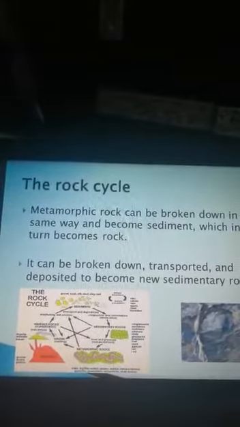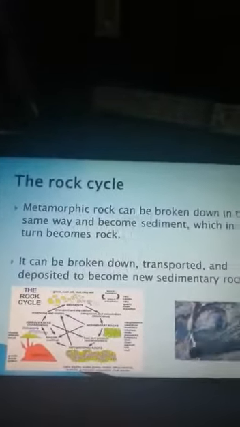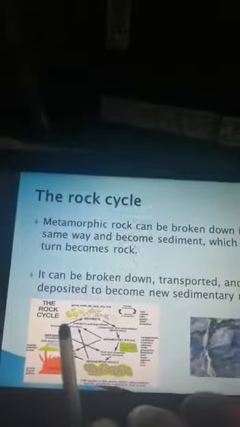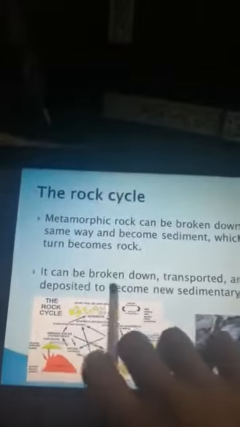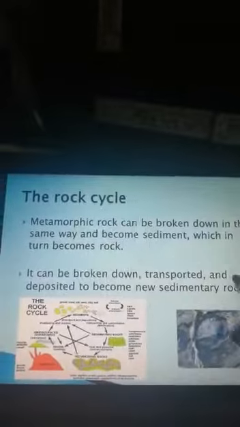And in this session we talked about how we can change from metamorphic rock into sedimentary. Metamorphic rock can be broken down, transported, and deposited to become new sedimentary rock.